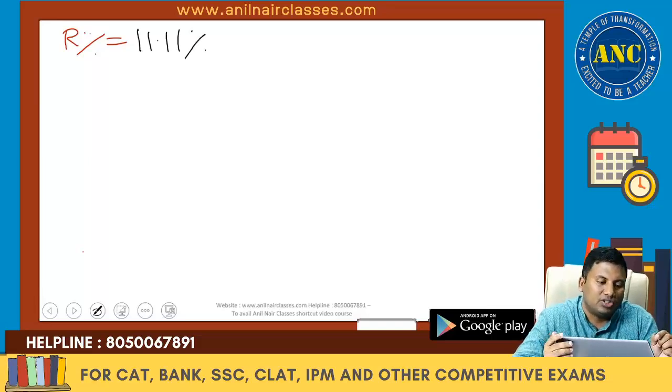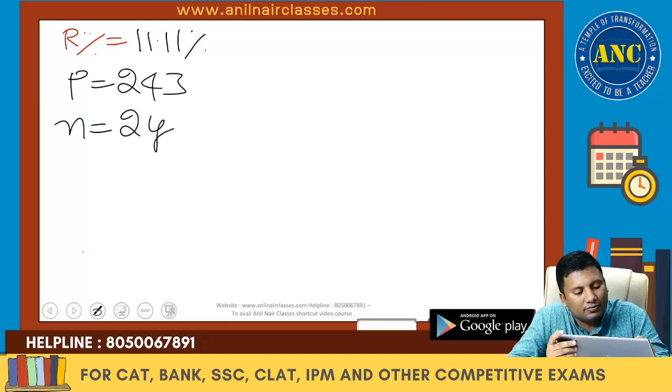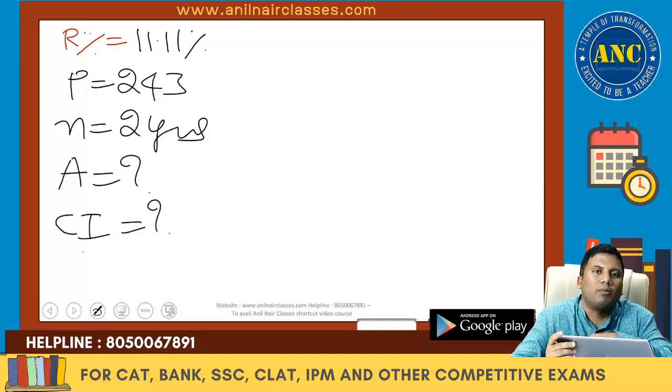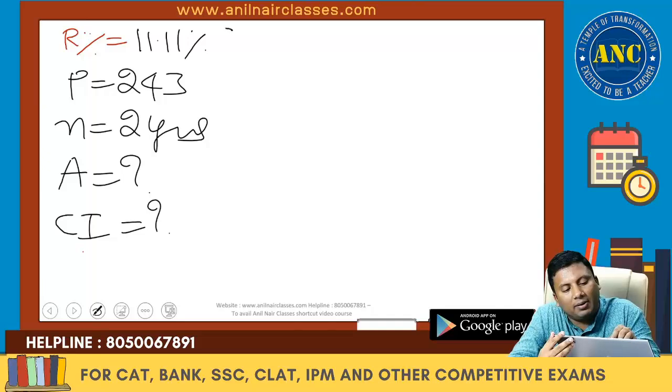11.11 percentage. Principal is 243. N is 2 years. Find the amount and CI without using formula approaches. Formula free approaches. Fastest approaches, best approaches. You will be the first one to solve the question, the fastest one to solve the question, and you will be best in my domain.